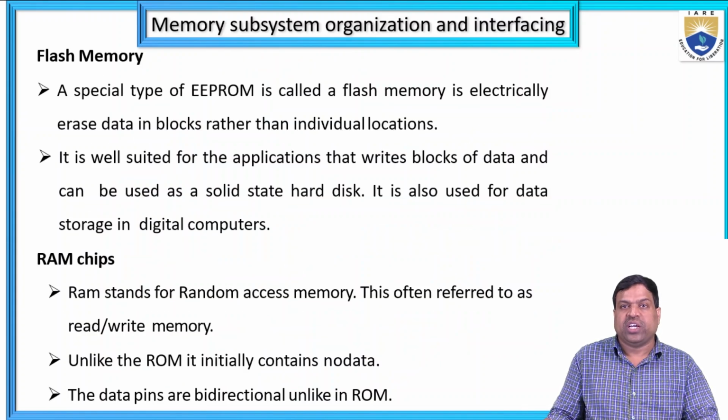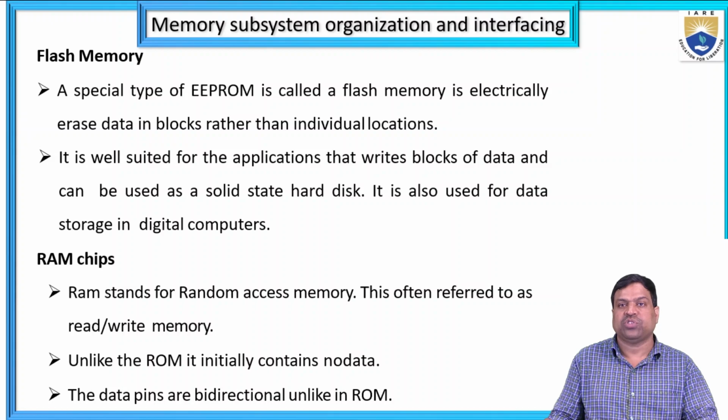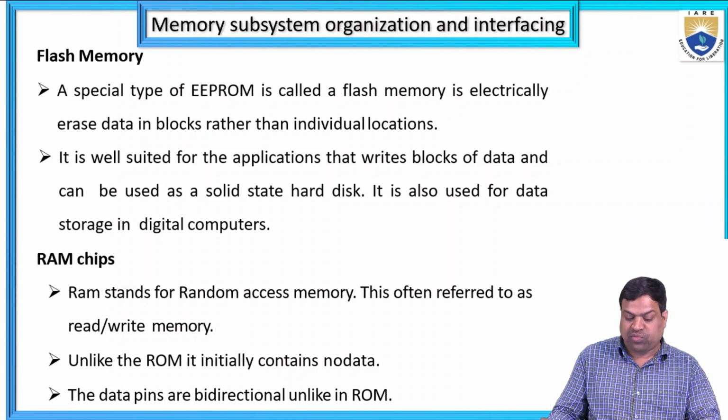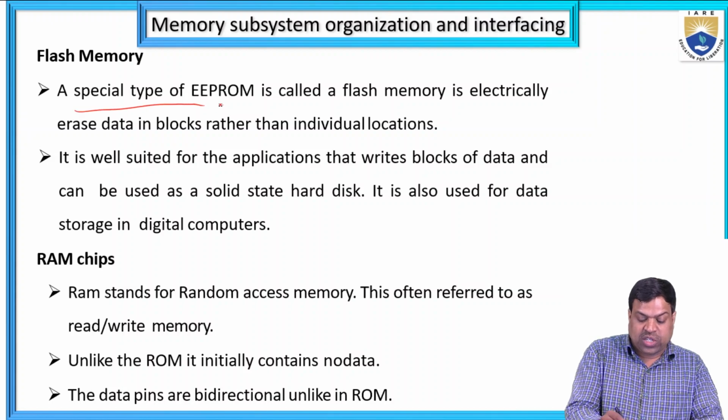Next, flash memory. A special type of EEPROM is called flash memory. It is electrically erased in blocks rather than individual locations. It is well suited for applications that write blocks of data and can be used as a solid state hard disk. It is also used for data storage in digital computers. So another type of memory is the flash memory, a special type of EEPROM.